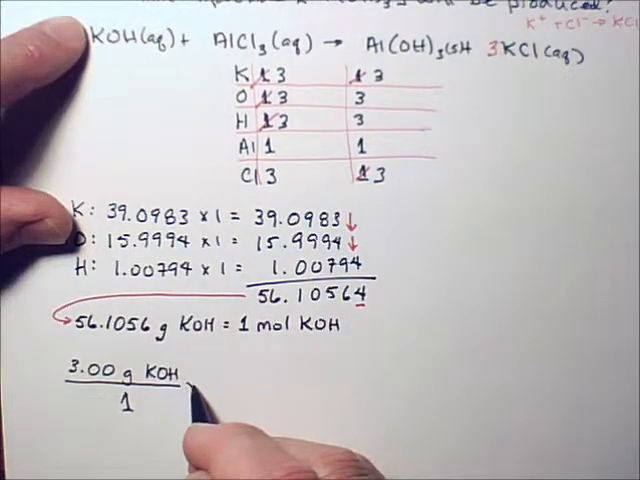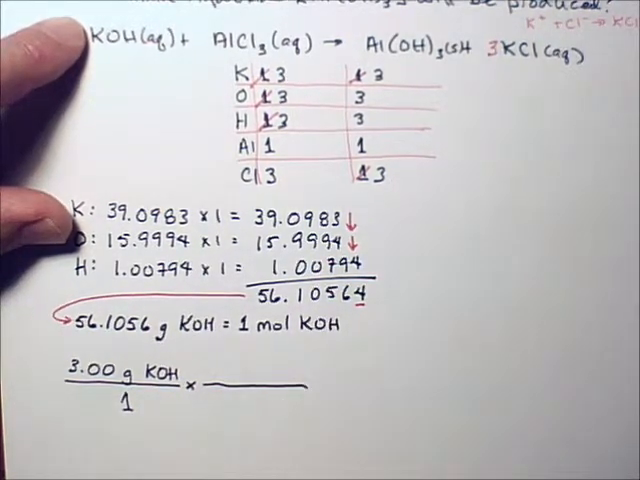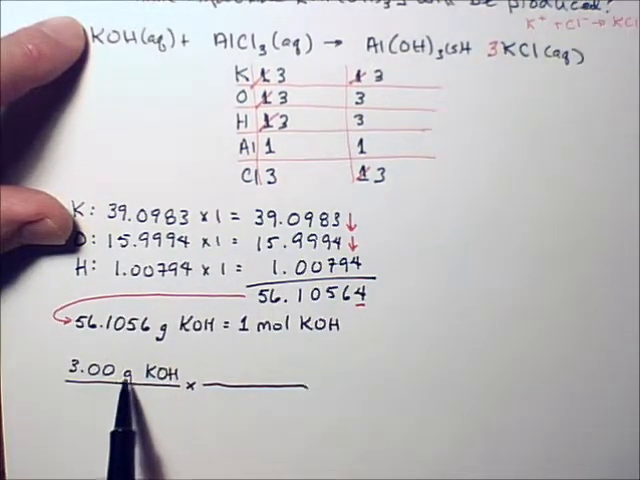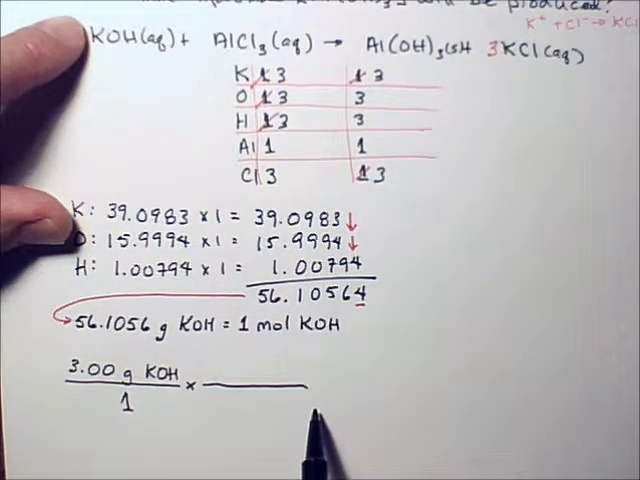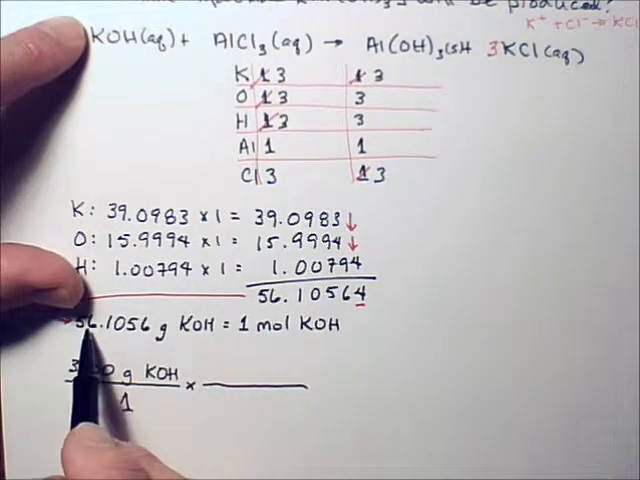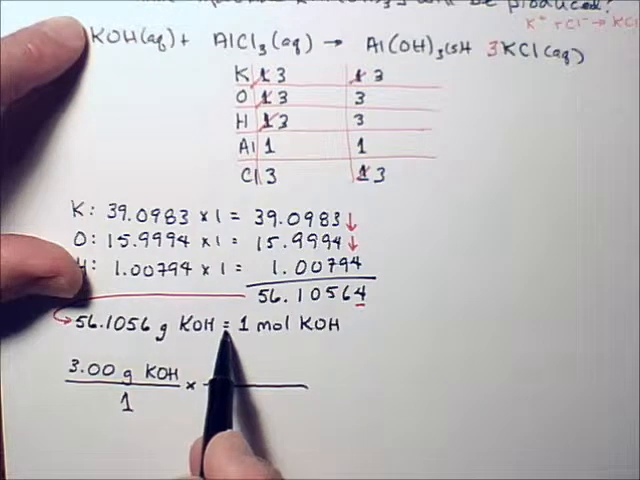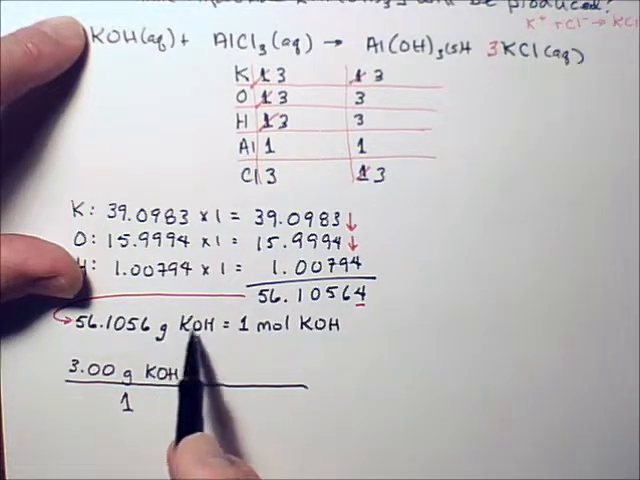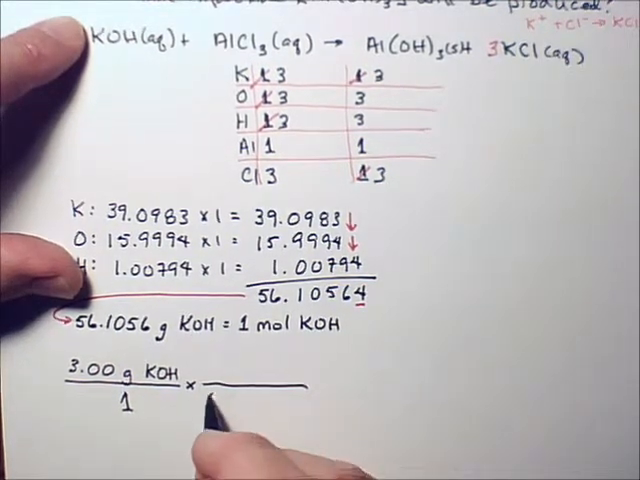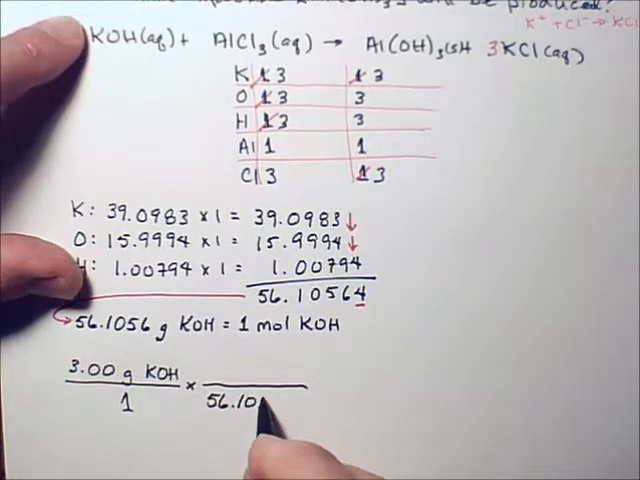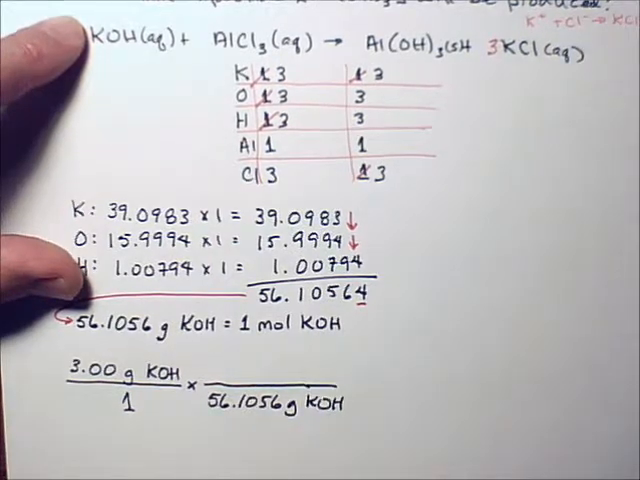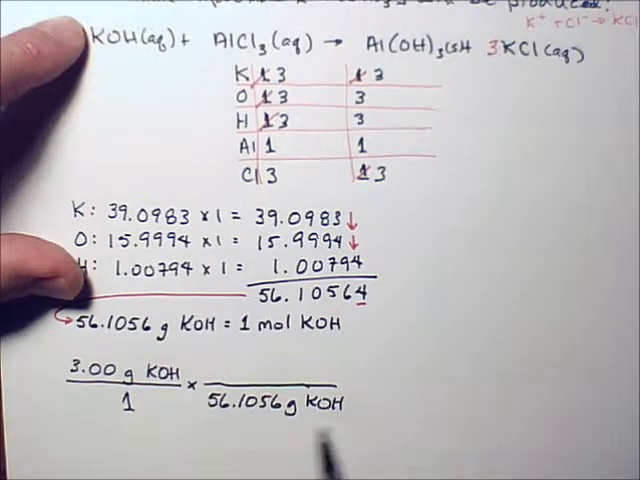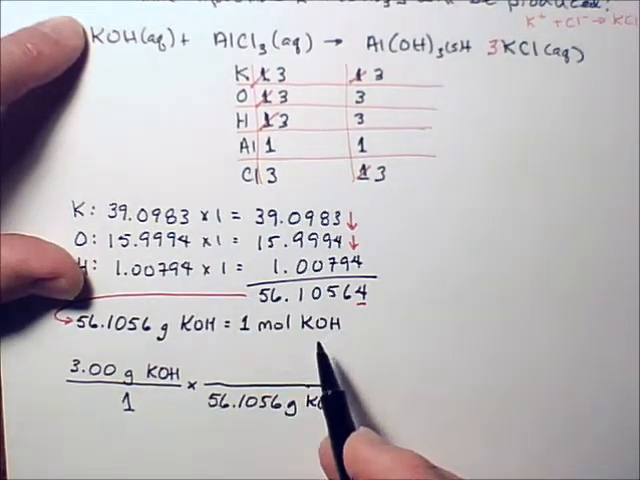Now, here's how we figure out which of the two conversion units to write. I want to match the starting units and species in the top of this fraction with the bottom down here. So the side of the equality statement that has the same units and species is this side. So we're going to put 56.1056 grams of KOH on the bottom. That's how you figure out which one of the two to use. Then the 1 mole goes on the top.